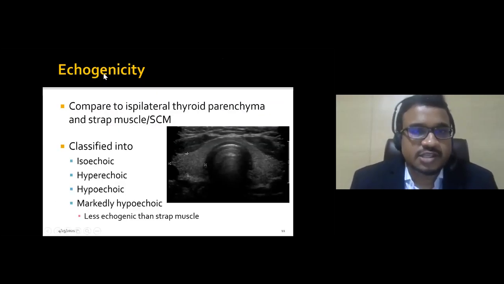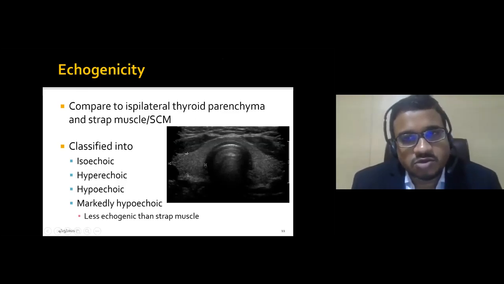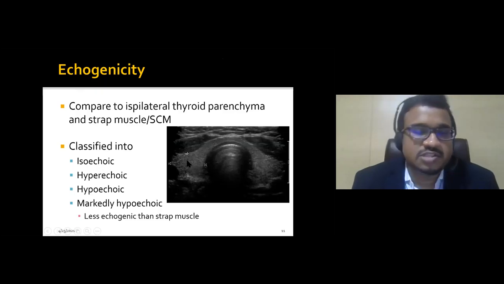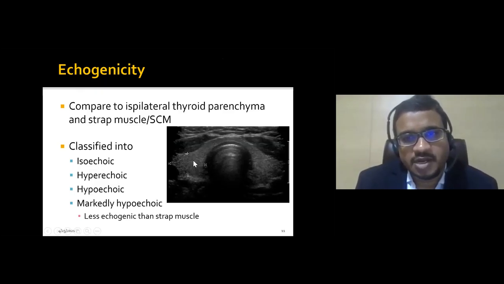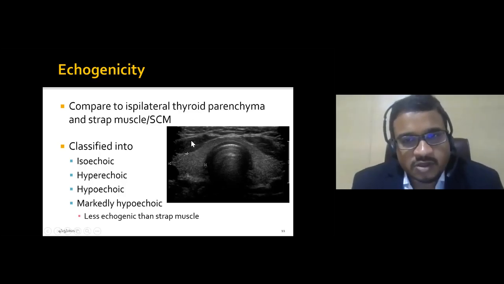Now coming to the echogenicity, this is the second important feature. As you can see in the image here, this is the thyroid gland, and that is the normal echogenicity. That's how it looks. The normal echogenicity is similar to the submandibular gland. And these are the strap muscles here. That's the normal echogenicity of the strap muscles, which is a little like this as shown here. Echogenicity is classified like this: isoechoic means that if a nodule has similar echogenicity as the normal thyroid gland, it is called isoechoic.